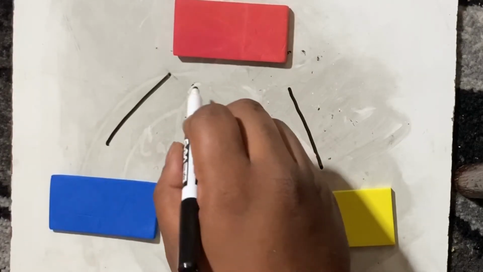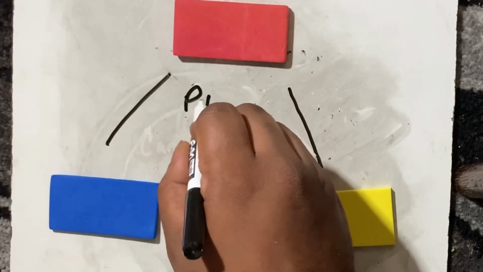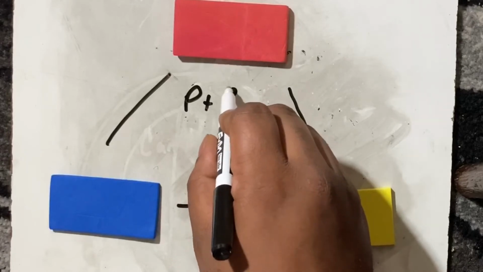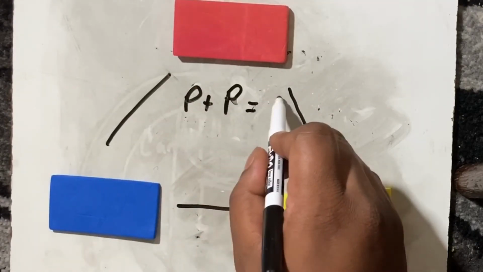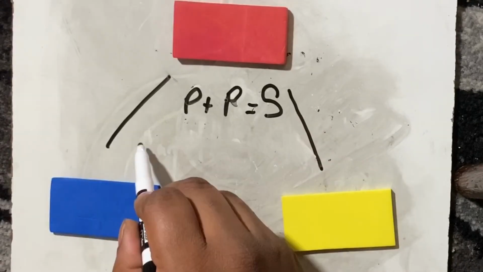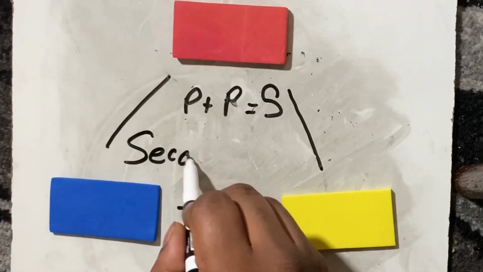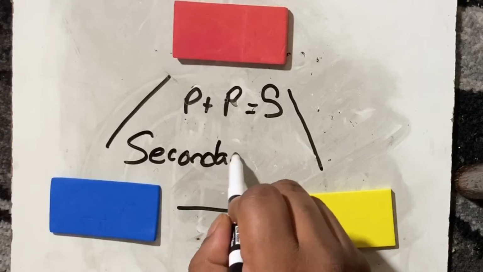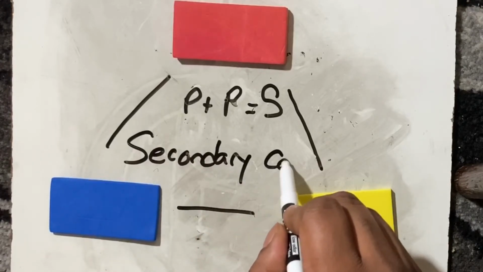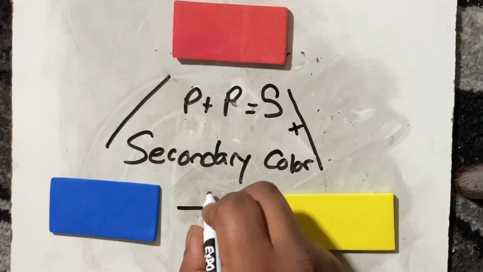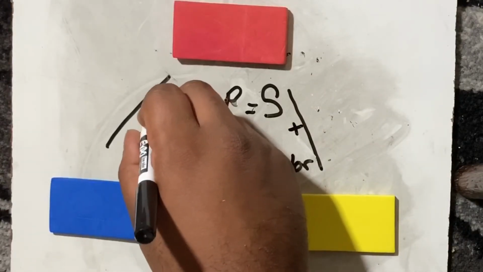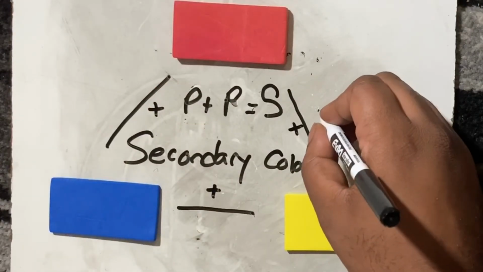If you wanted to take it a step further, you could mix 2 primary colors and it would give you a secondary color. We show that using the equation P plus P equals S, and S just stands for secondary color. By mixing any 2 primary colors, they will give you a very specific secondary color.